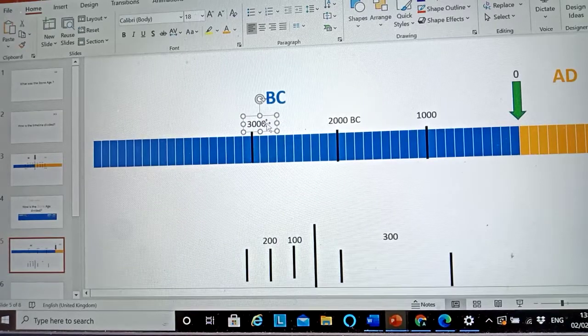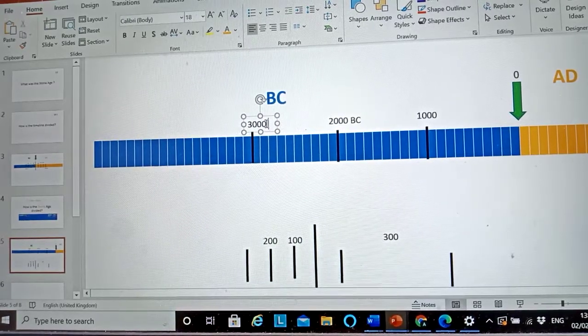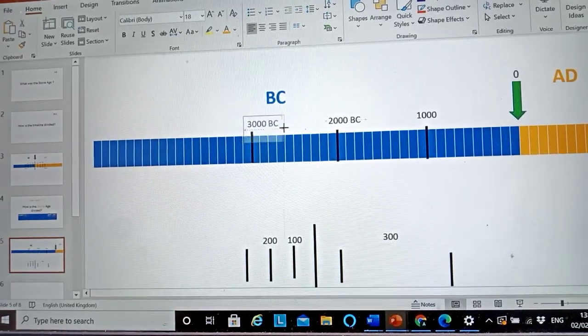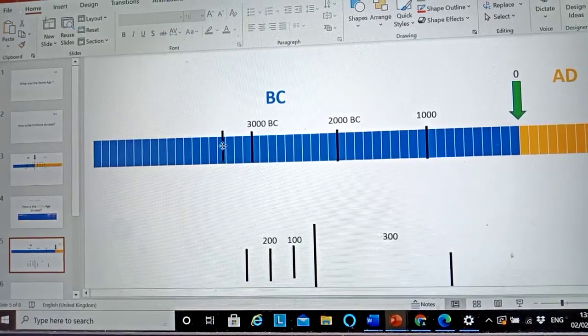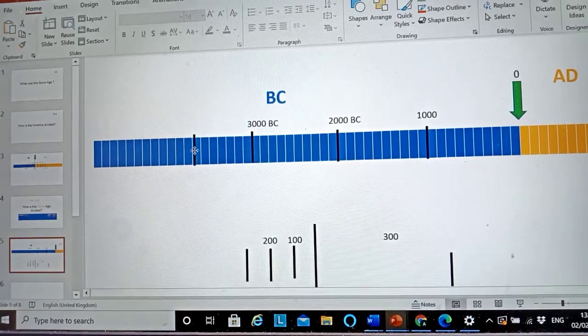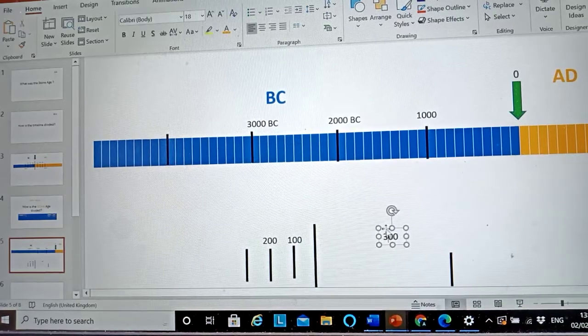BC again, I think it is, isn't it? Because it's that side of the timeline. Can we get another millennia in? Let's count, ready? 3,000, 3,100, 3,200, 3,300, 400, 500, 600, 700, 800, 900, another millennia, another 1,000 years. And this time, it's going to be 4,000.